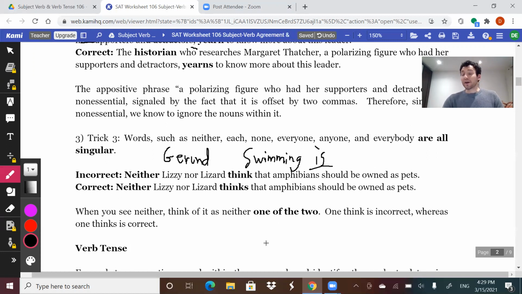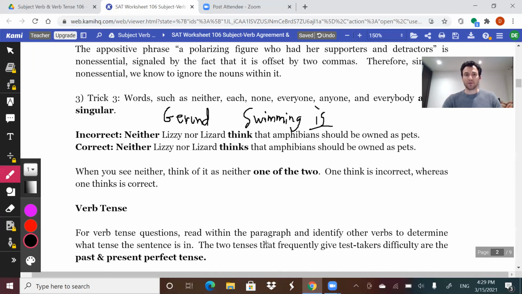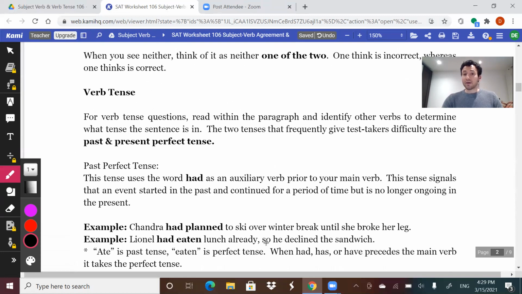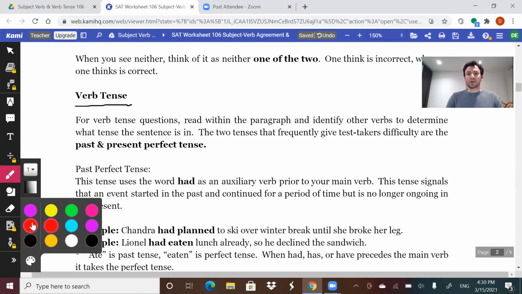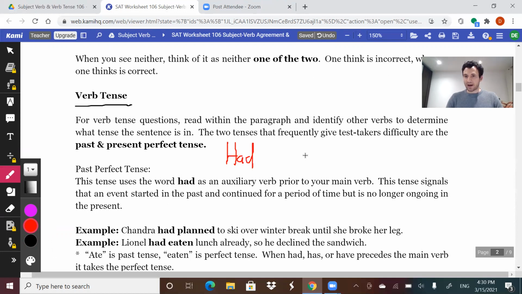Okay. So like I said, 4 out of 5 times, you just need to figure out your subject. If you figure out your subject, you'll know how to conjugate your verb. For the times that's not enough, we need to figure out verb tense. Well, there are really only 2 verb tenses that tend to trip people up on the test. It's past and present perfect tense. The verbs had, has, and have tend to give students fits. But there's no need for it to continue to be this way.